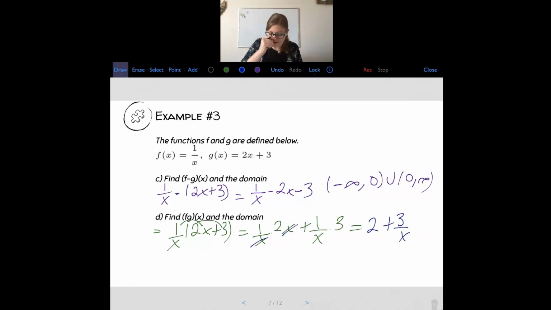Okay, again, the domains of the original two functions: f can't be 0, g could be anything. Here in the resulting function, we still have x in the denominator, so we're still looking at negative infinity to 0, 0 to infinity.